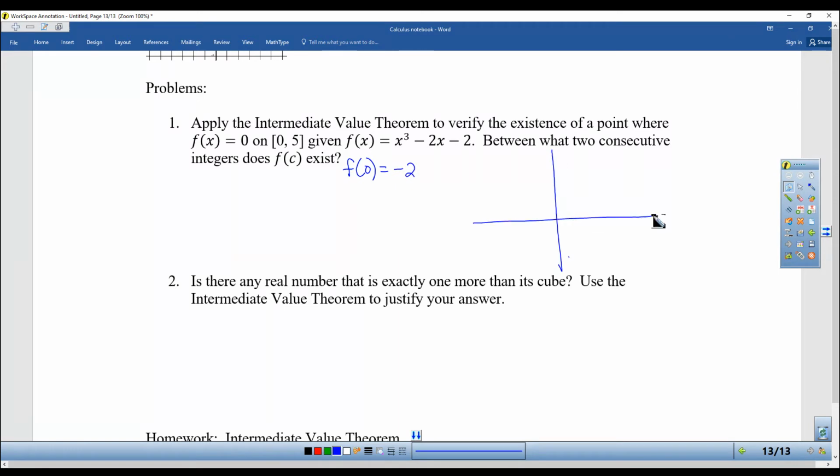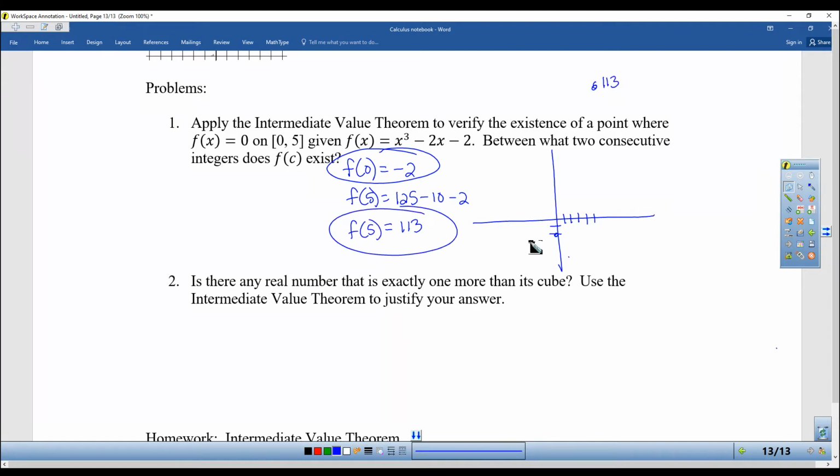So I'm going to make a little graph. So at 0, I'm at -2. F of 5, it's going to be really big, 125 minus 10 minus 2 should be 113. Okay, I'm not going to graph that. 1, 2, 3, 4, 5, and then somewhere way up here. But since it was at -2, and then I know it reached 113, somewhere it had to be 0.